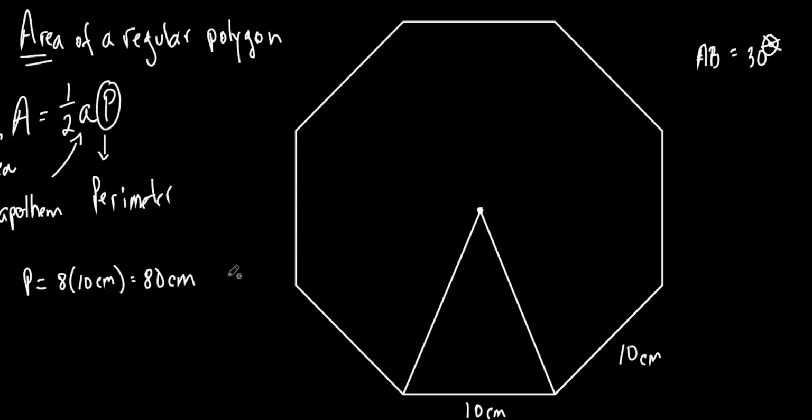All right. What are we trying to do here? We're trying to find the area of this thing. What are we missing? Perimeter. That was easy. 80 centimeters. Half. I know how to do that, right? Half of 80 is 40. We'll do that at the end. But what's the thing I don't know? I don't know the apothem. That's where it can get kind of tricky.